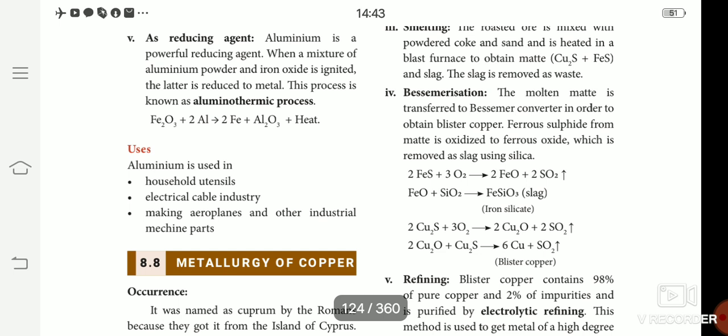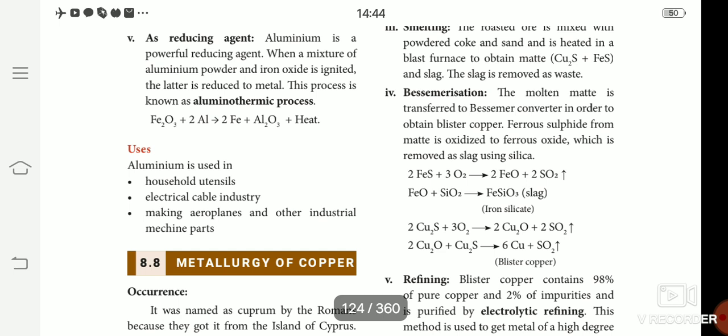So iron oxide FeO reacts with silicon dioxide SiO2 to give the product iron silicon trioxide, whose name is iron silicate. The formula is FeSiO3. So O3 means one oxygen from FeO and two oxygens from SiO2, making three oxygens.